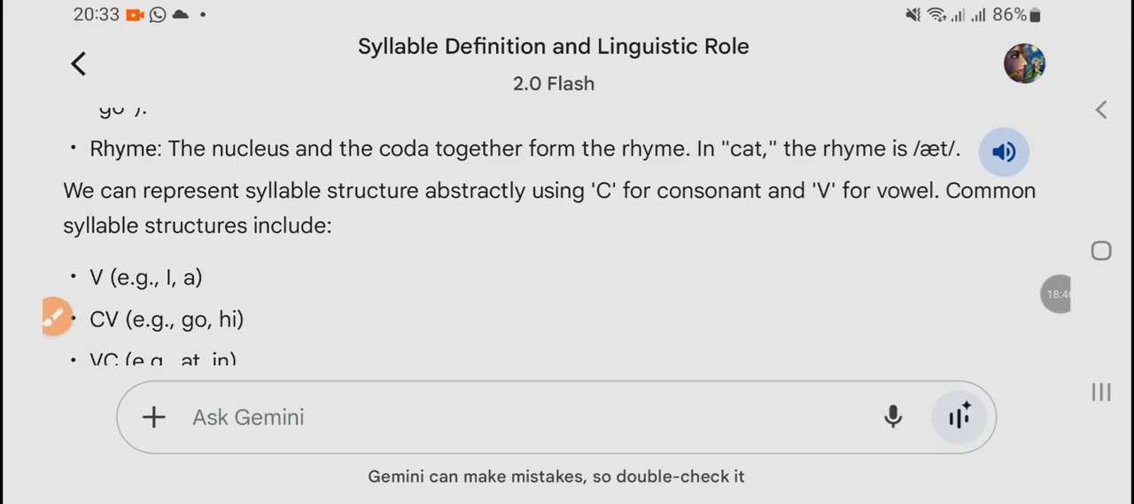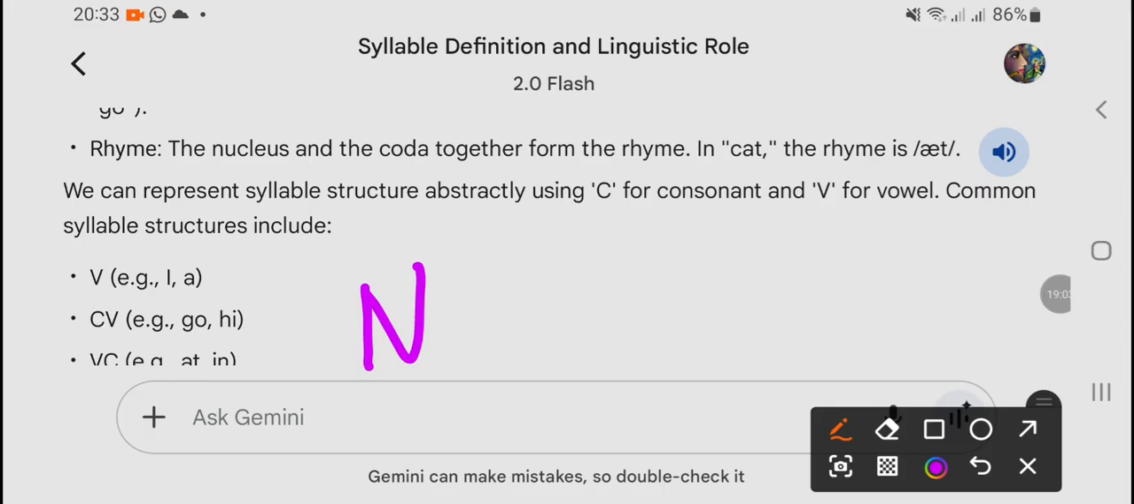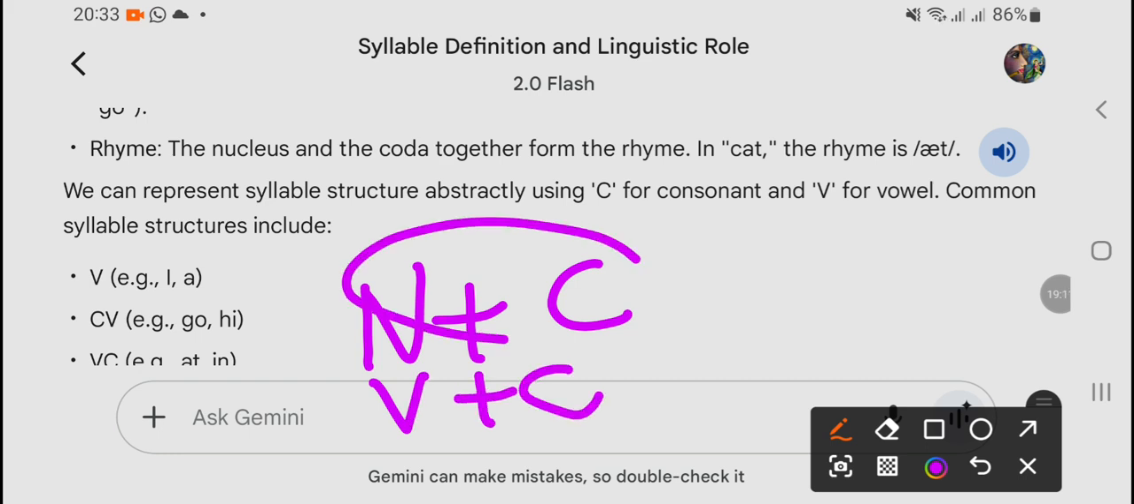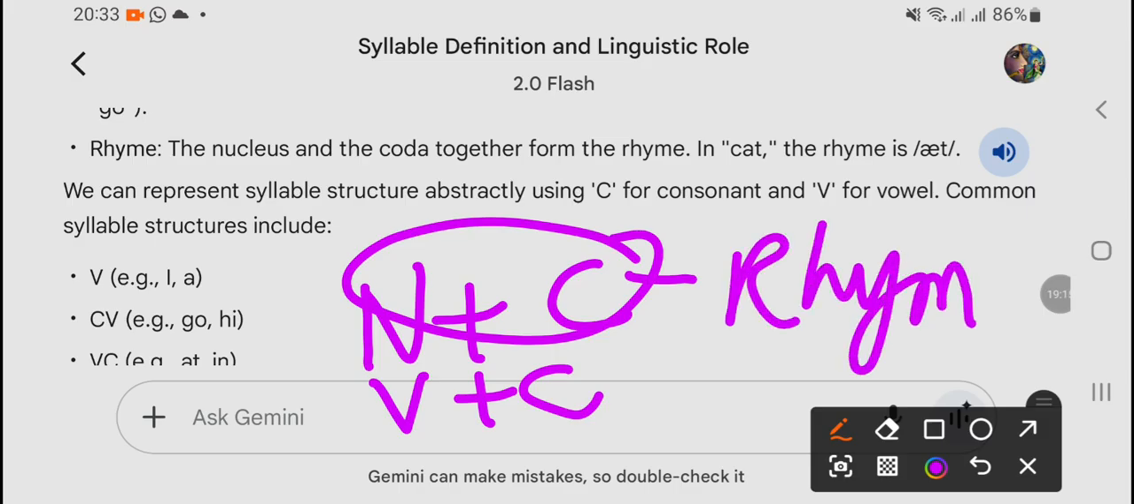Now, rhyme is also part of a syllable. The nucleus and coda together form the rhyme. Important: nucleus and coda together form a rhyme. Nucleus is the vowel, plus coda. These nucleus and coda make a rhyme.